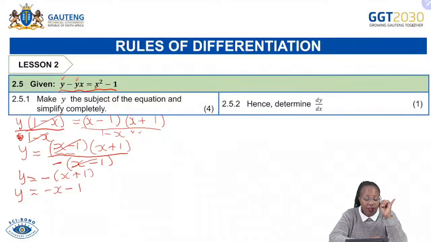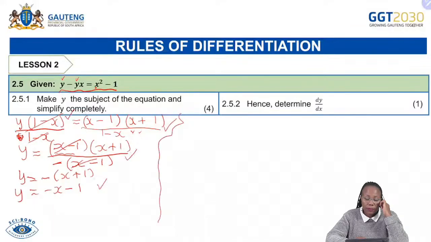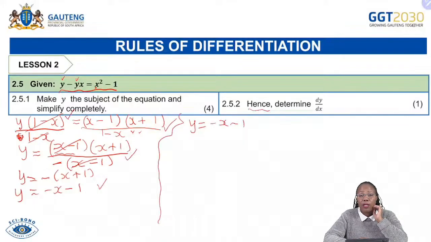The first mark will be for factorizing the left-hand side, second mark for the right-hand side. The third mark is for simplifying. The final mark is for the final answer, minus x minus 1. And they say hence. The minute you see the word hence, it says use the previous answer. So by using the previous answer, they say take y equals minus x minus 1, and then determine dy/dx of that.